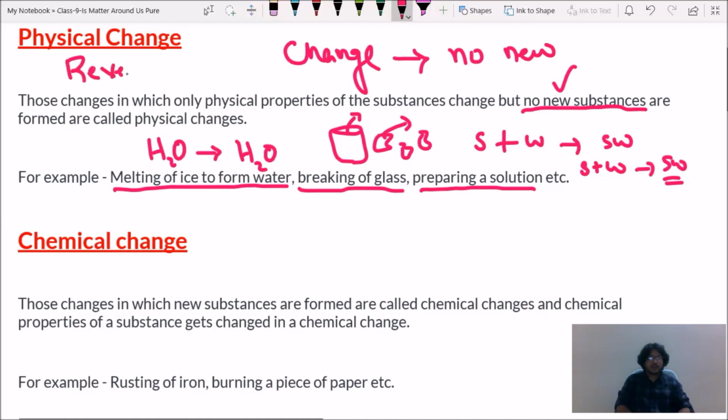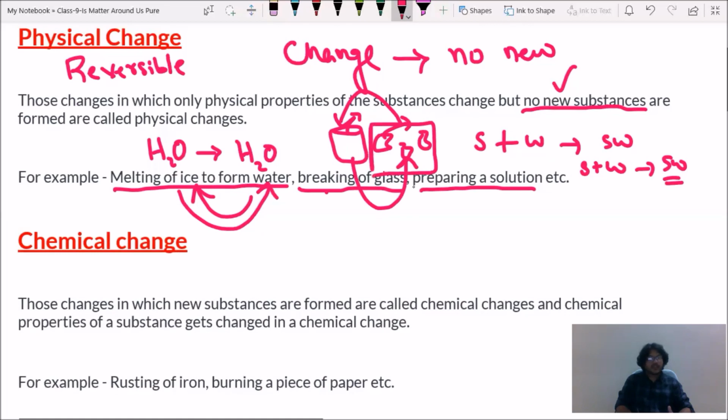Changes which are reversible. You see, we can convert ice to water and water to ice. That is reversible. And here you can ask me, if the beaker is broken into glass pieces, can we again convert those pieces to a beaker? Yes, of course. Take these pieces of glass, try to melt them, of course not in our house, in industries. If you melt it, you will get liquid glass, and that liquid glass can again be converted into a beaker.